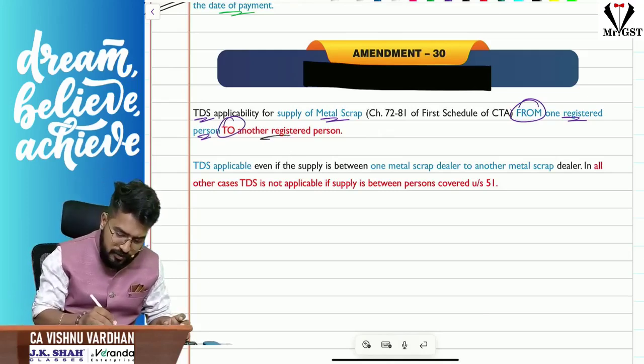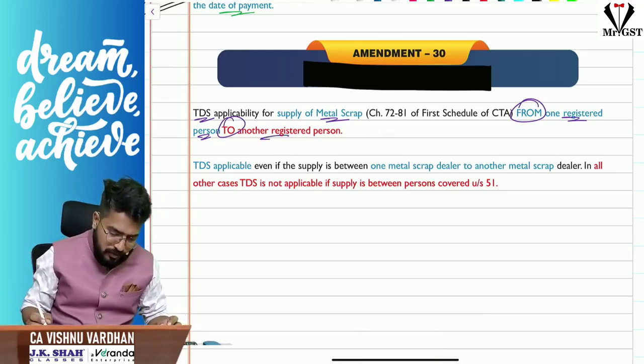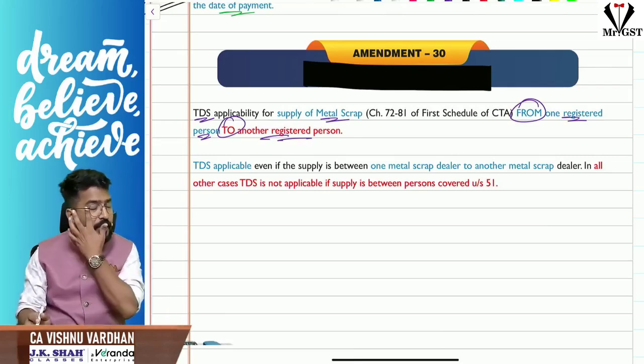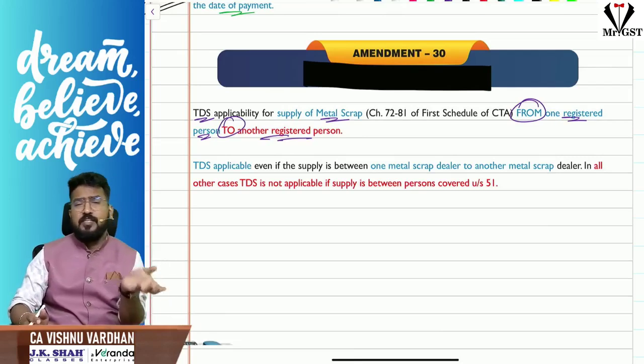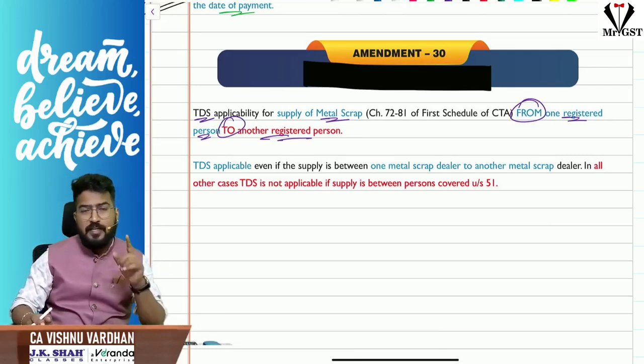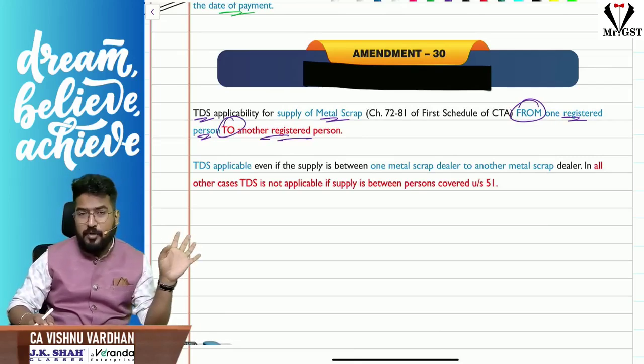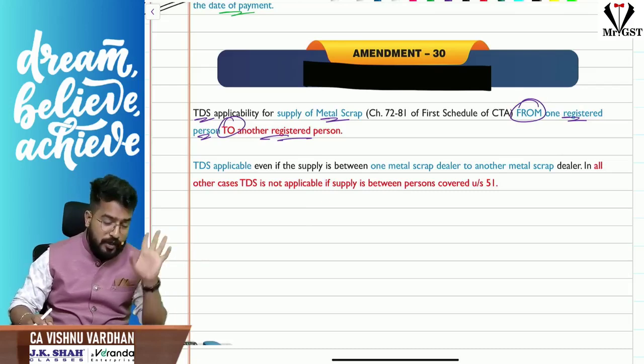So TDS 2% you should deduct. Okay, so that is the concept. Fine. Here one more interesting thing is, generally we know between section 51 entities, that means one public sector undertaking to another public sector undertaking, if they are making any supplies, TDS will not come into picture. But here that point will not apply.